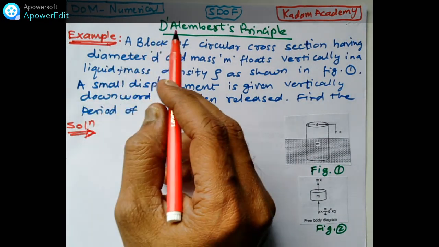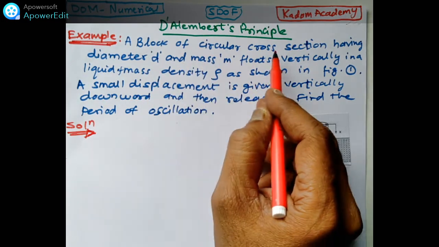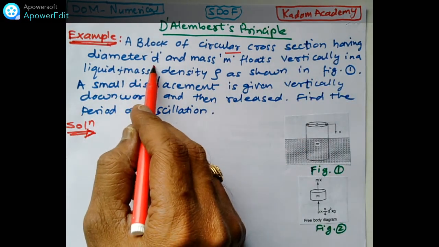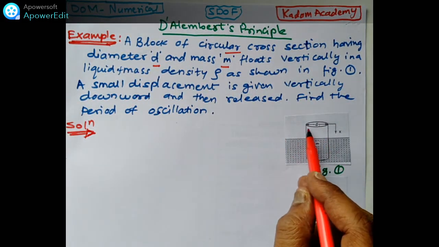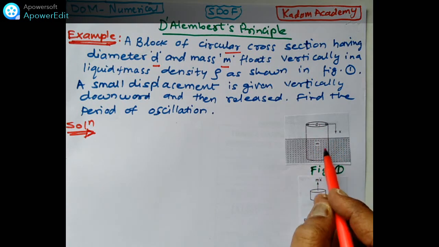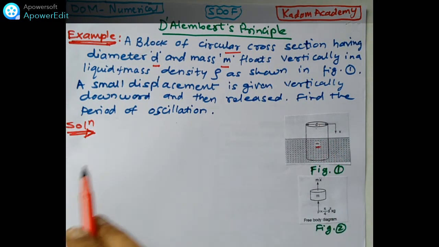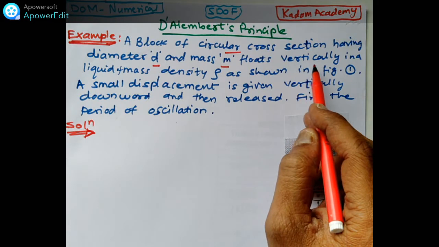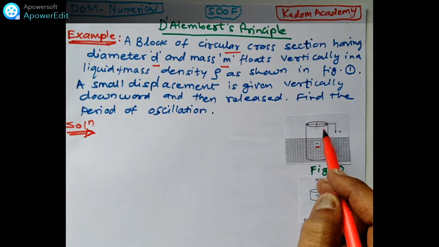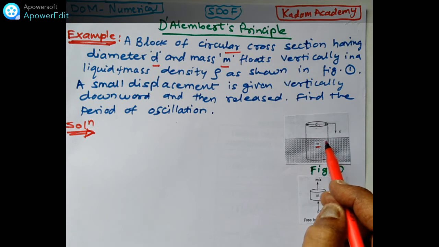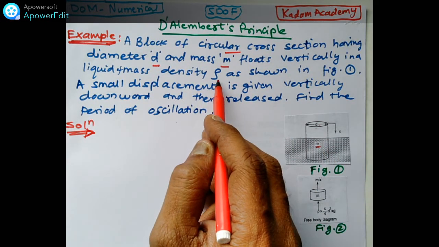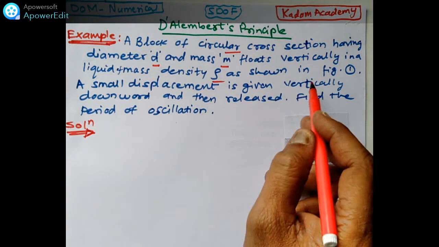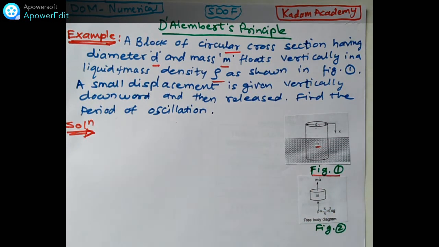So this is the example, a very simple example. A block of circular cross section, having diameter d and mass m. These two parameters are given to you, and it will float vertically in a liquid of mass density rho. So the mass density of the liquid is rho, as shown in this figure 1.